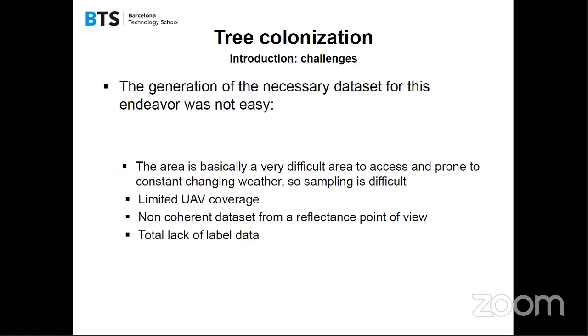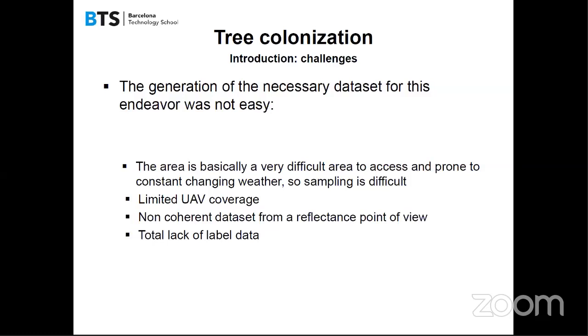And the generation of this dataset was extremely complex because the area is very, very difficult to access, and it's prone to constantly changing weather. So sampling is very difficult. Basically you get a 360 degree wind. You start in the morning, the wind comes from the glacier, rotates to the sea, and then goes back to the glacier. So it's kind of insane, a lot of high winds.